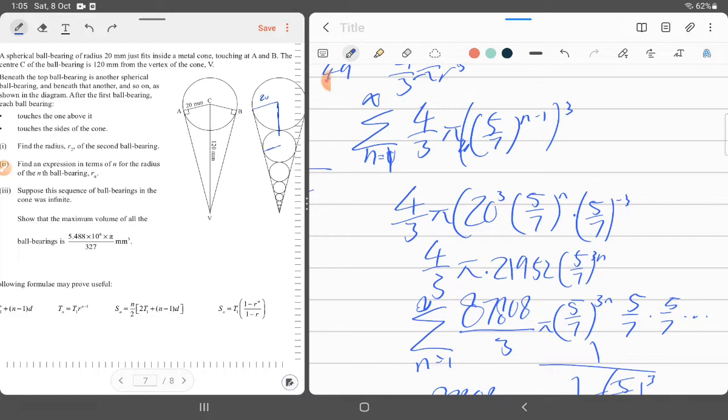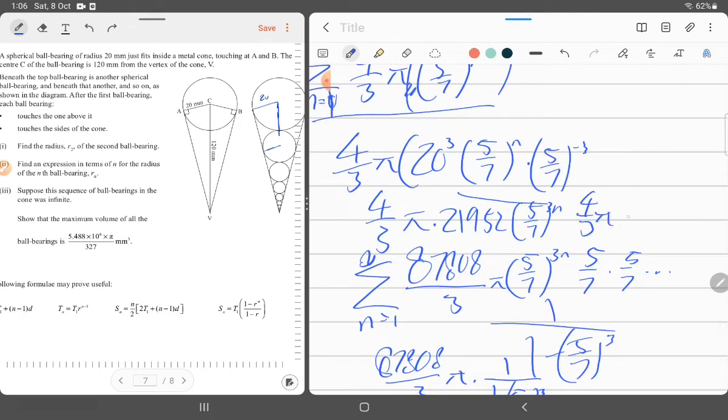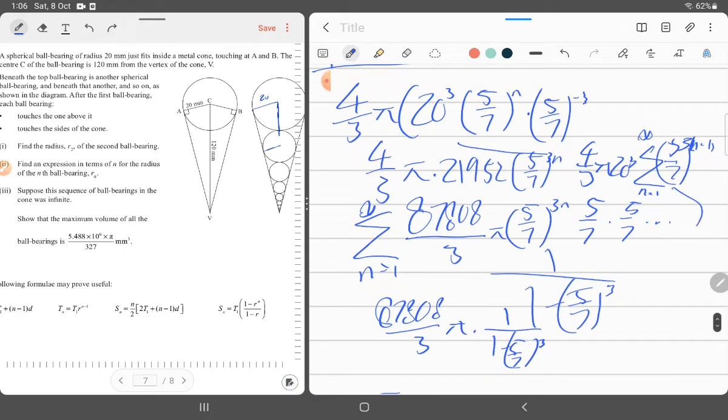Wait, let me just see the marking schedule. Okay, I got this correct. Then I wasn't supposed to get this. I was just supposed to leave it as 4 over 3 pi 20 cubed times the sum to infinity from n equals 1 of 5 over 7 brackets n to the power 3. I'm pretty sure we were just supposed to leave it like this, which we plug in here.